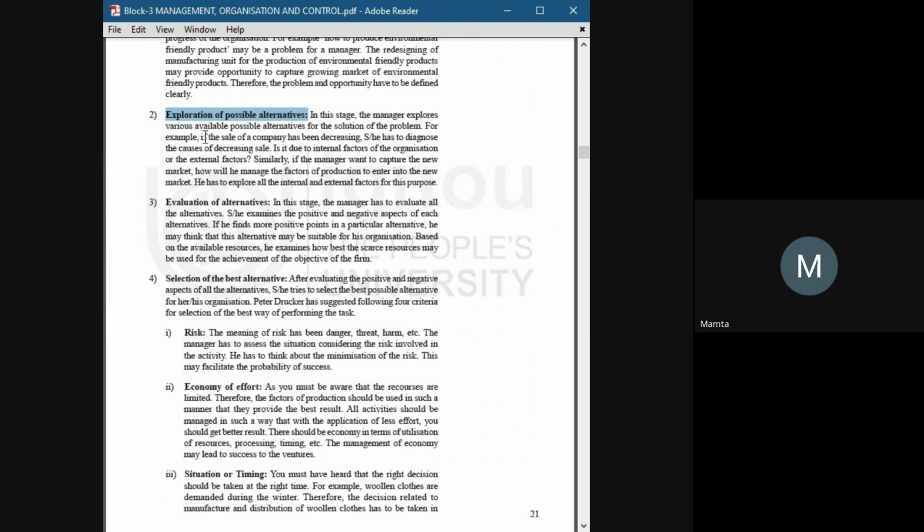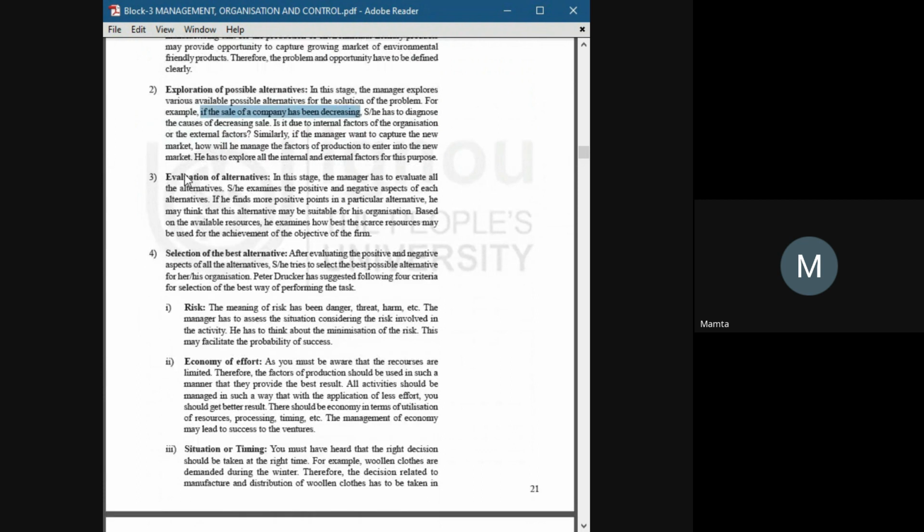For example, if the sale of the company has been decreasing, she or he has to diagnose the cause of the decreasing sale. Is it due to internal factors of the organization or due to external factors? Similarly, if the manager wants to capture a new market, how will he manage the factors of production to enter into the new market? He has to explore all the internal and external factors for this purpose. We need to find the best alternative solution for our problem in the next step, which is the evaluation of alternatives.